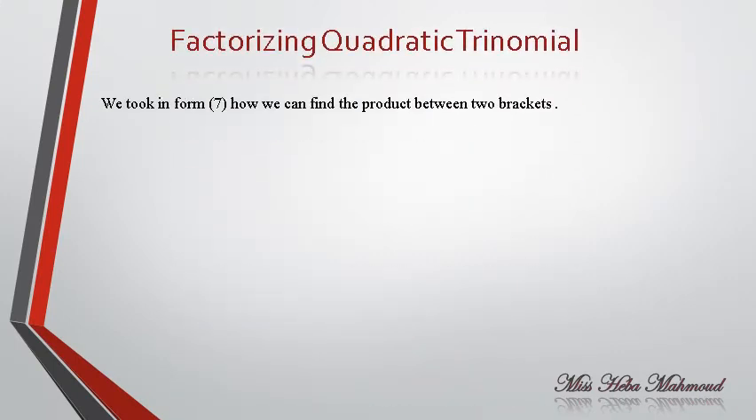We talked in Form 7 about how we can find the product between two brackets. For example, x plus 2 and x plus 3. First, we multiply x times x, it will be x power 2, and x times 3, it will be 3x. 2 times x, it will be 2x, and 2 times 3 will be 6.